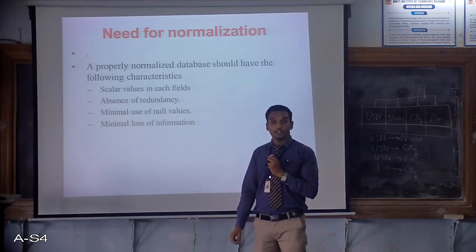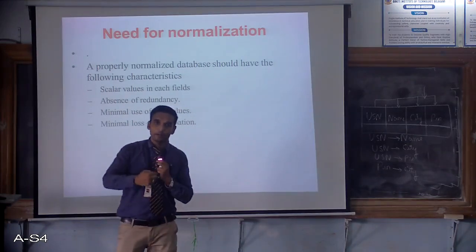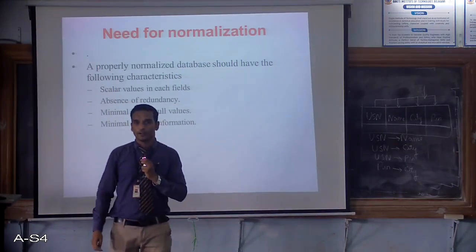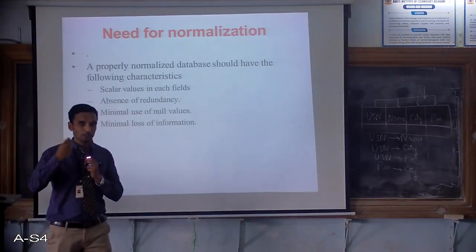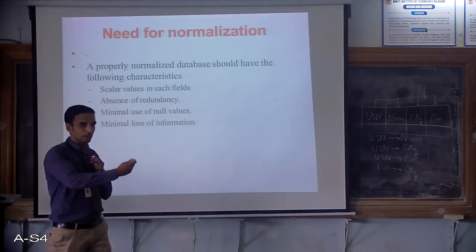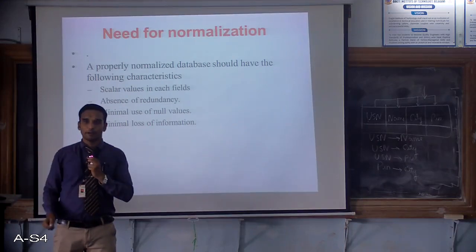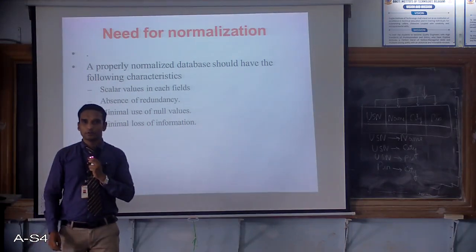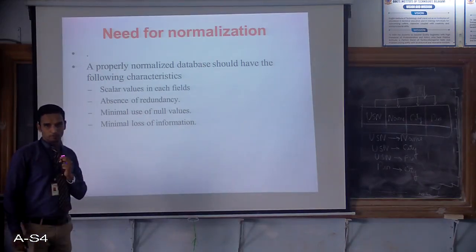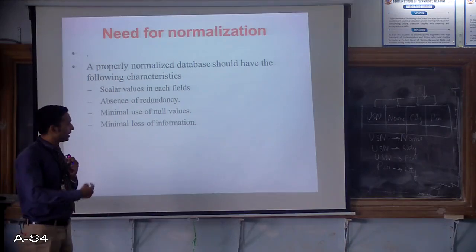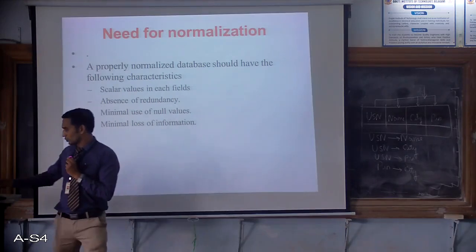Absence of redundancy. Remember the guidelines we studied? When you say the table is normalized, obviously redundancy is avoided. Minimal use of null values, the third guideline, which says that when you are developing a table and there are attributes which have maximum nulls, remove those attributes from the table and place them in a separate table, so that I get a minimum number of null values. So minimal null values and minimal loss of information, which is nothing but the equi-join. So when a table is said to be normalized, these are the characteristics it follows.